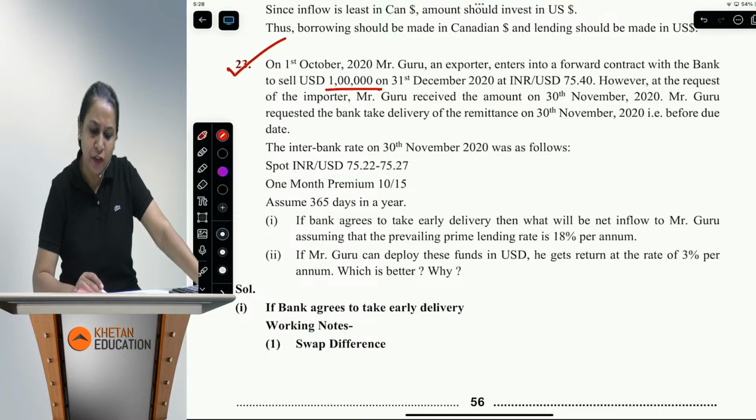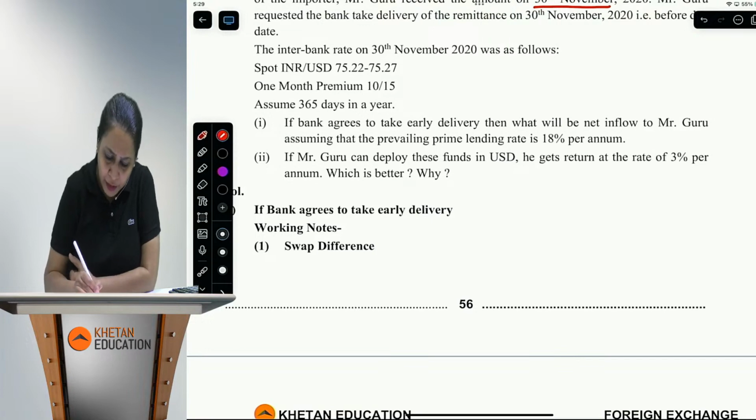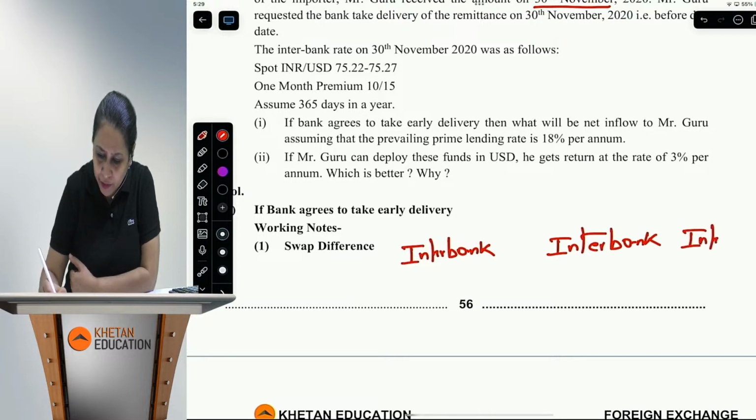However, at the request of the importer, Mr. Guru received the amount on 30th. This question is of early delivery. He received money on 30th of November, only 1 month before. Mr. Guru requested the bank to take delivery of the remittance on 30th of November 2020, before the due date. The interbank rate is given to you. I'll draw something for you. My students already know what I'm going to do. So interbank, give me a second. Interbank, and again interbank.